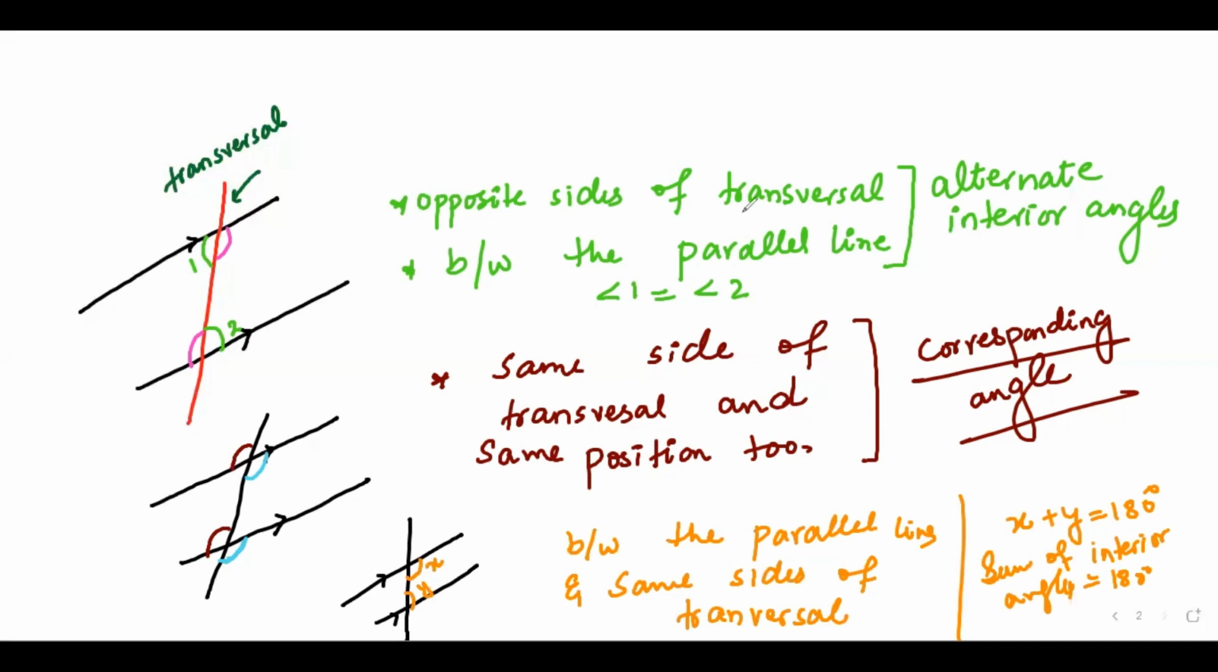These are the three conditions that you have to keep in your mind and memorize, related to parallel lines. When there is a parallel line transversal, angles on opposite sides between the parallel lines are called alternate interior angles. When they are on the same side and same position of the transversal, they are called corresponding angles. And if they are between the parallel lines and on the same side, we can set them equal to 180 to find any missing angle.